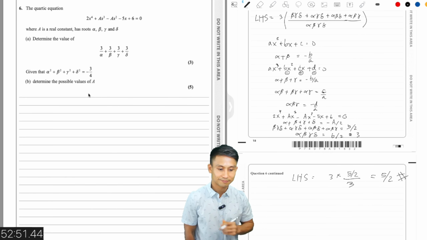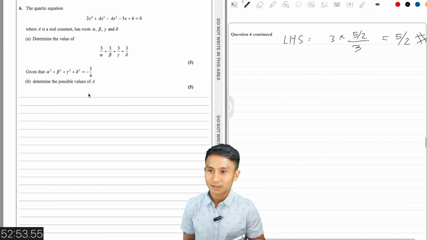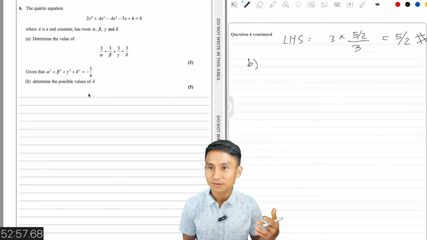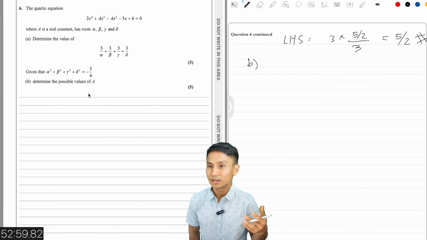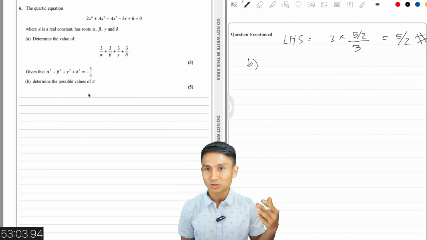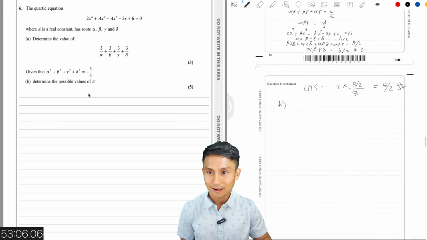Basically it. Yeah. You have to analyze the pattern there. Detect the pattern so it makes memory work easier. Given that that equals minus 3 over 4, determine the possible values of A. Right. Okay.